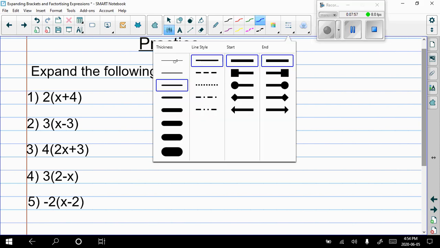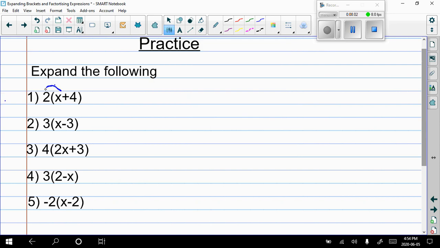Right, so the first one, we have 2 times x, so we're going to get 2x, and then we have plus 2 times 4. Sorry, I forgot to add that in. 2 times x plus 2 times 4, so that is going to give us 2x plus 8 at the end.